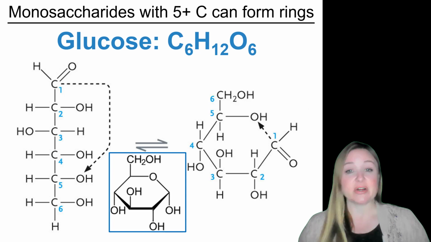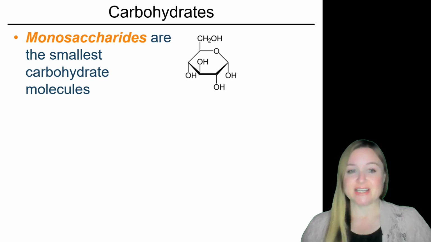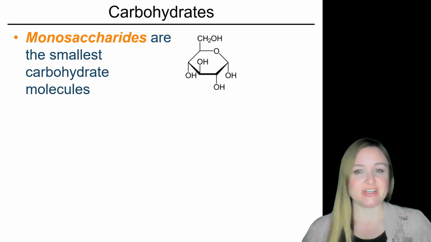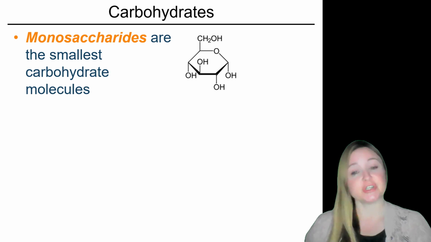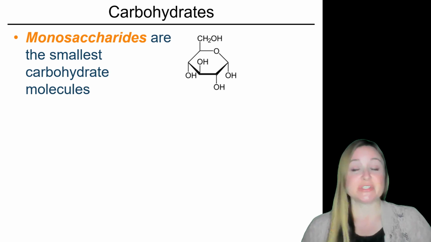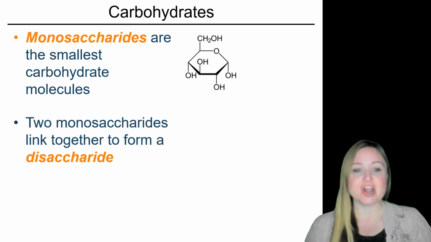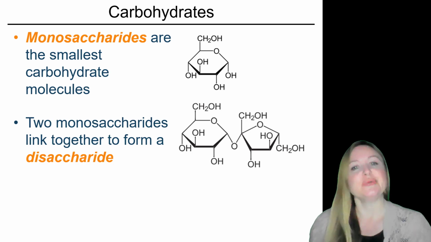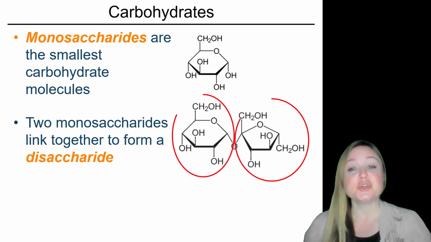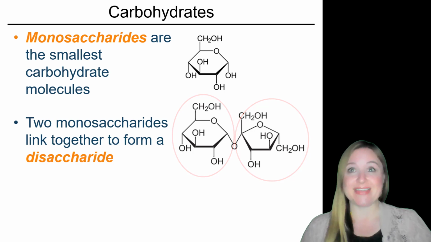And those monosaccharides with at least 5 carbons can form these ring structures frequently. So monosaccharides are the smallest of the carbohydrates, and they can form linear sugars, or they can form sugars with a ring structure, like we saw with glucose. Now, 2 monosaccharides bonded together are known as a disaccharide. So you can almost see it when you look at the structure, right? We've got 2 rings here. We have 2 monosaccharides that bonded together.